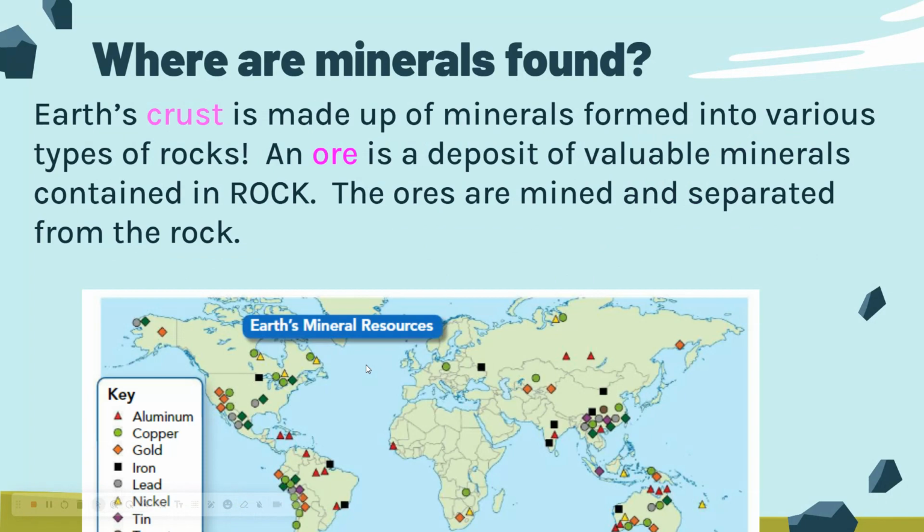So we pick up that rock, we separate that rock into different ores, and so we get our minerals out of that. We don't typically find just a big clump of lead or a big clump of iron. We find a rock that contains it, and we have to pull those minerals out. That's what an ore is: a deposit of valuable minerals contained in a rock.